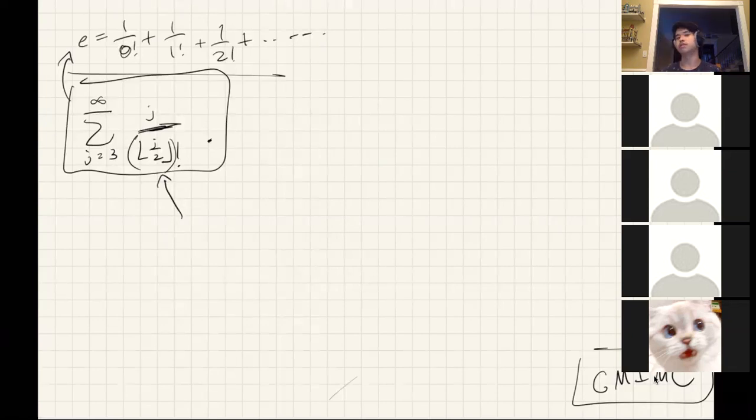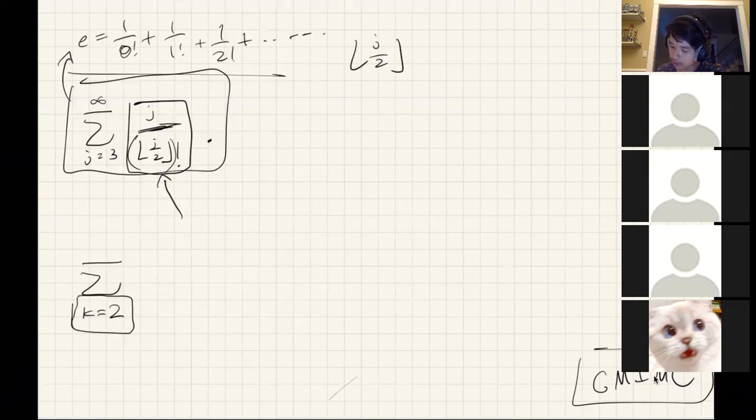So this is a little bit confusing, but you'll see what I mean when I write it in the following way. We're going to sum this quantity over all possible values of the floor of j over 2. So the floor of j over 2 can be anywhere from... Oops, it's supposed to be 4. I'm sorry. Anyways, it can be anywhere from 2 to infinity.